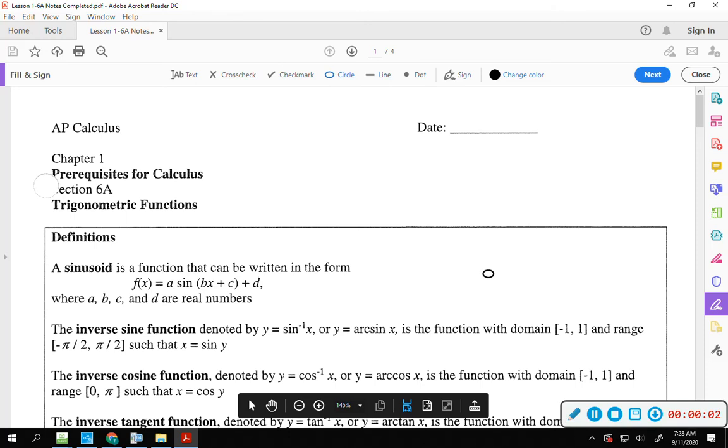Okay, this is a video of the notes for Chapter 1, Section 6, Trigonometric Functions. This will be a long one. Okay, we start out with this definition of a sinusoid right here. You could highlight it, that would be great.